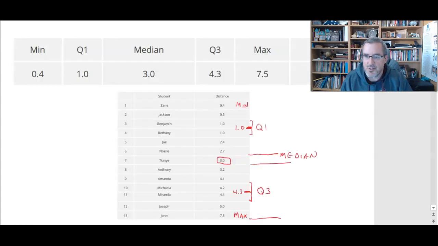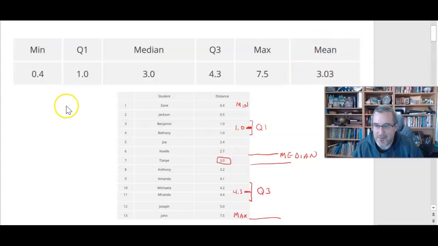All right, so let's first debrief on where they came up with all of these numbers. Here we go. So the minimum of 0.4, because that was the smallest distance. Zane only travels 4/10 of a mile to school each day. And then the maximum is the other quick one. The maximum was John, who is 7.5 miles away from school. But now, how do we get Q1, median, Q3?